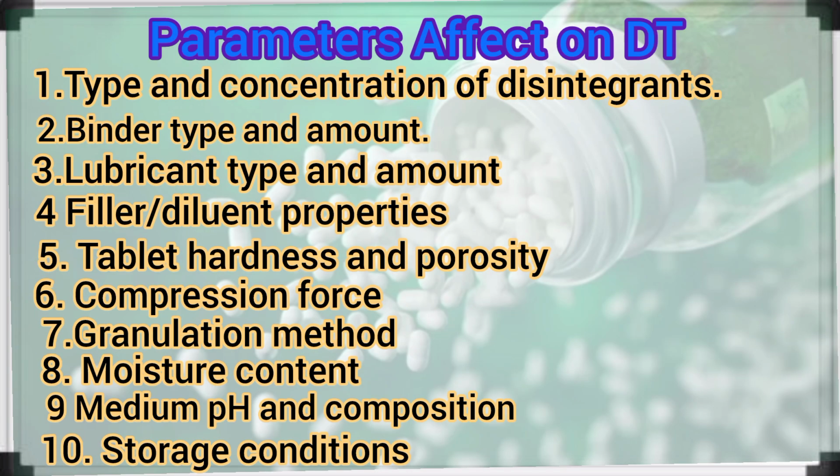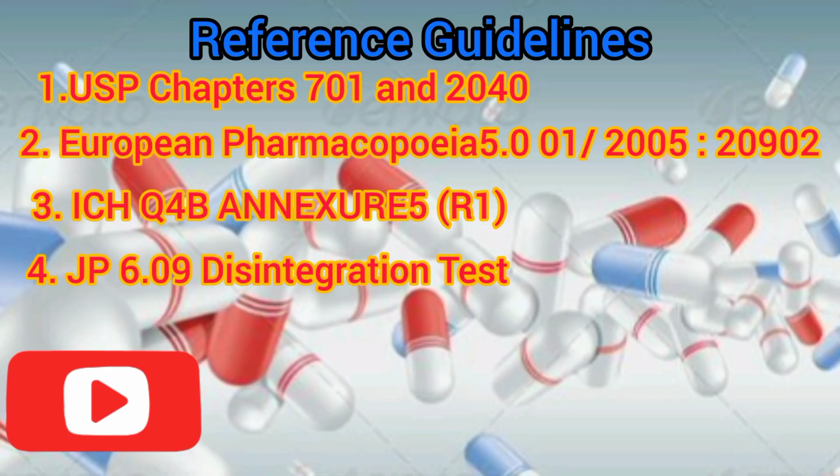Parameters affecting DT: 1. Type and concentration of disintegrants. 2. Binder type and amount. 3. Lubricant type and amount. 4. Filler, diluent properties. 5. Tablet hardness and porosity. 6. Compression force. 7. Granulation method. 8. Moisture content. 9. Medium pH and composition. 10. Storage conditions.